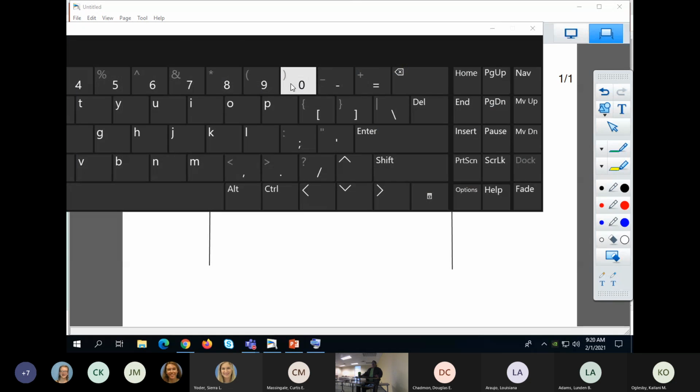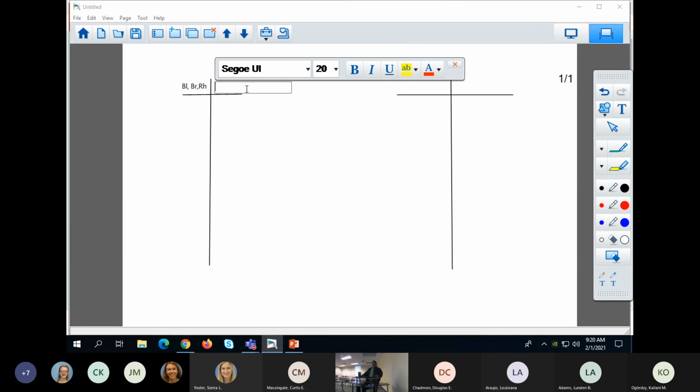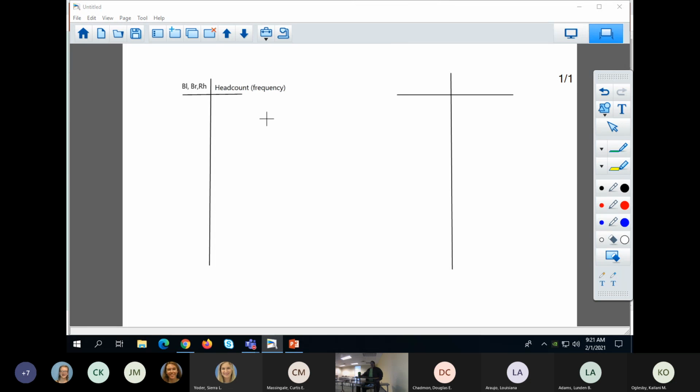But of course, head count is not sophisticated enough. Does anybody know what the right side of your frequency distribution is called? Anybody? Anybody that wants to interact with me today? Okay. It's called frequency. A frequency. Can't call it a head count because that's too redneck. So you have to call it a frequency.